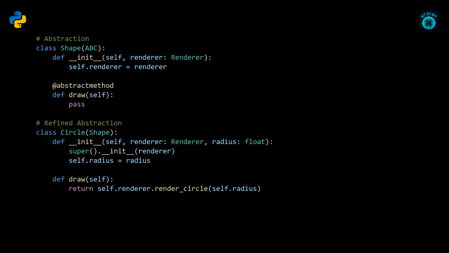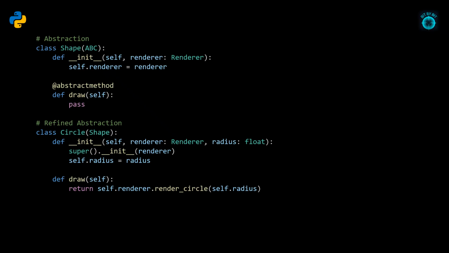It takes a renderer object as a constructor parameter, which allows us to plug in any rendering strategy we want. This is where the bridge is formed, through composition. As you know, composition in classes is a type of relationship where one class contains an instance of another class as a part of its definition. So abstract class shape has a renderer which is also abstract.